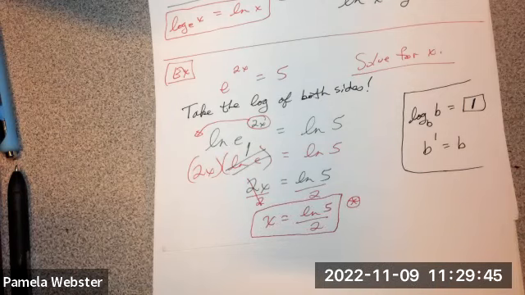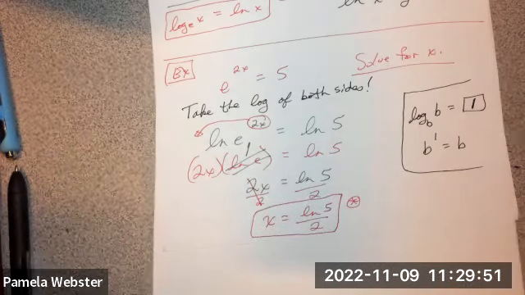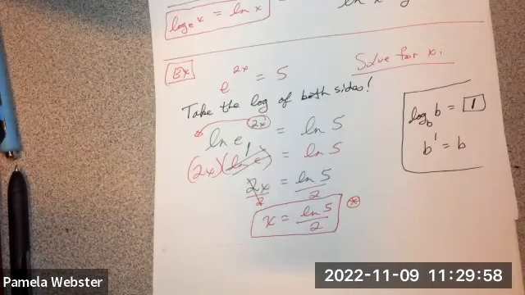Okay. So we get the x by itself, we're happy. Is this okay with everybody? Missing some of my peeps, I see. Everybody's all right. Okay.